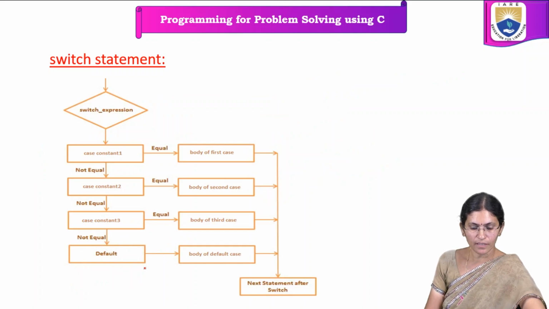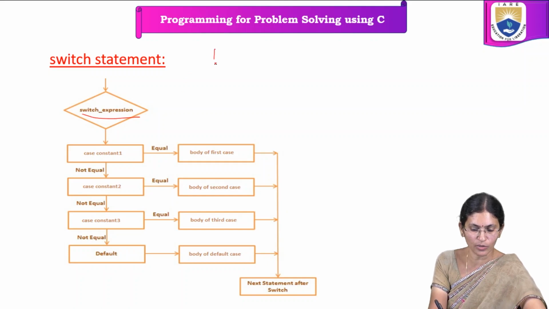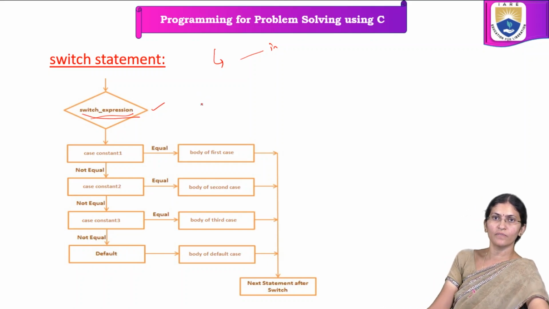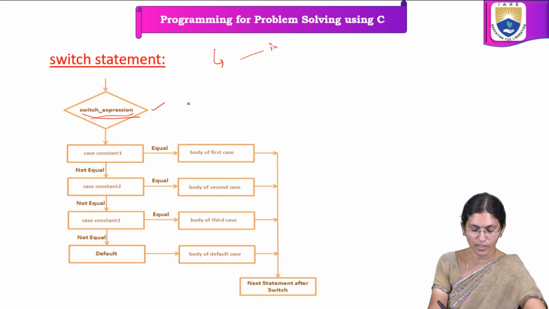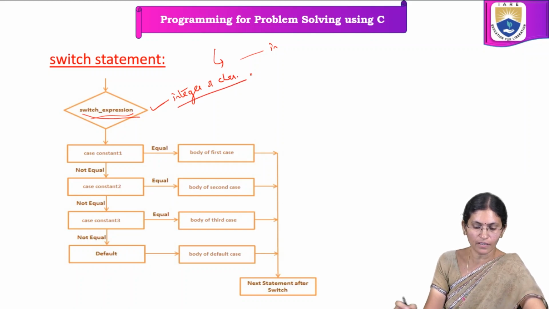Now let us see the flowchart for the switch statement. First, when the control is transferred to the switch expression, it will evaluate to an integer value. In case of an if else statement, the outcome of the condition is either true or false. But in case of a switch expression, the expression evaluates to an integer or character value. So that value can be an integer or a character value.